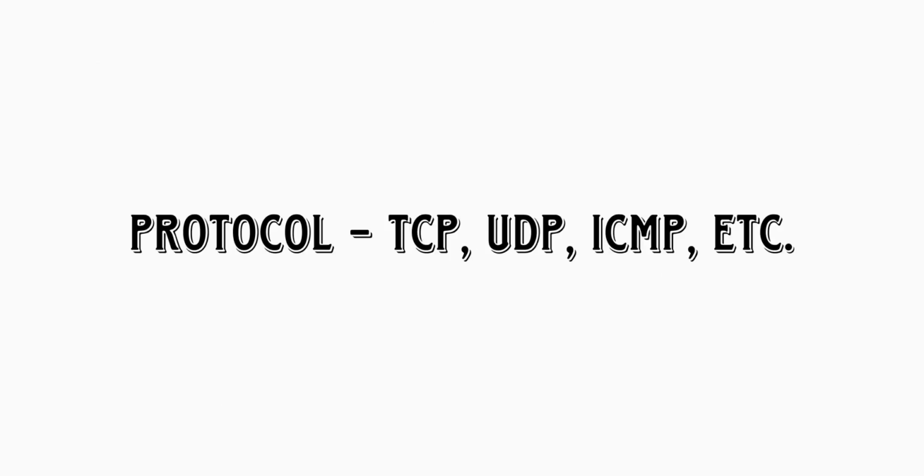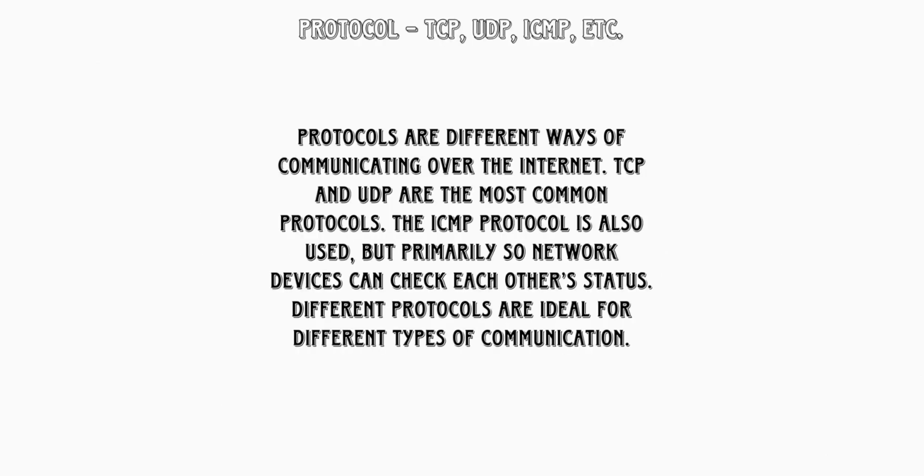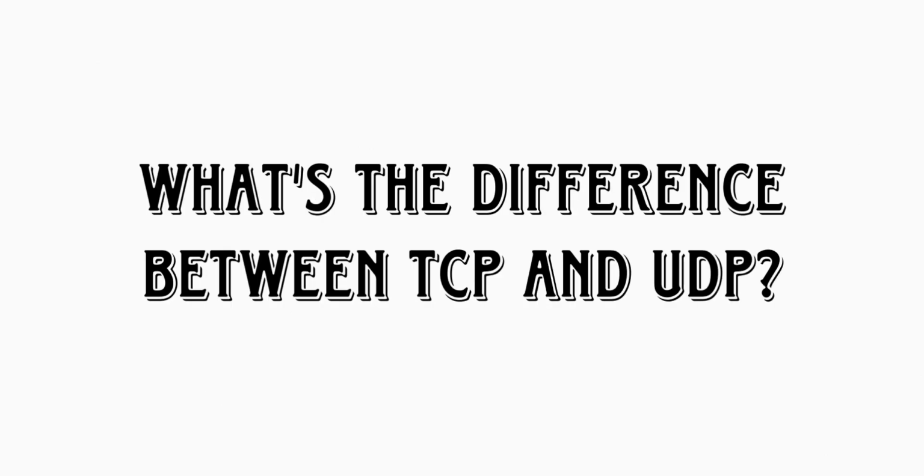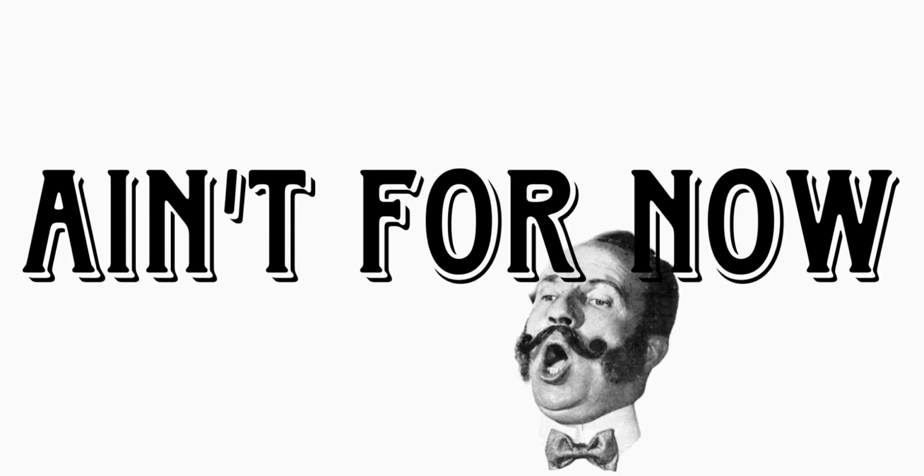Easy. Protocol: TCP, UDP, ICMP, and etc. Protocols are different ways of communicating over the internet. TCP and UDP are the most common protocols. The ICMP protocol is also used, but primarily so network devices can check each other's status. Different protocols are ideal for different types of communication. You might ask, what's the difference between TCP and UDP? Well, more on that later.